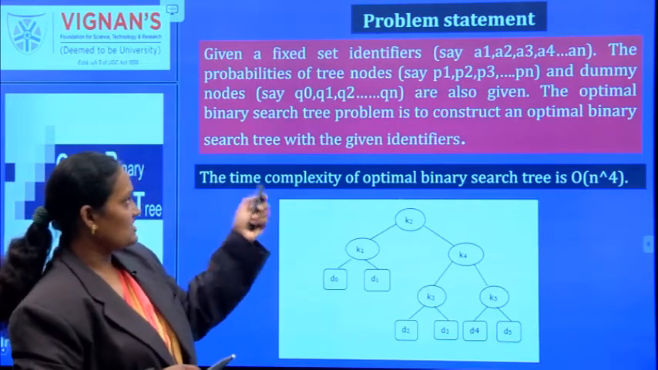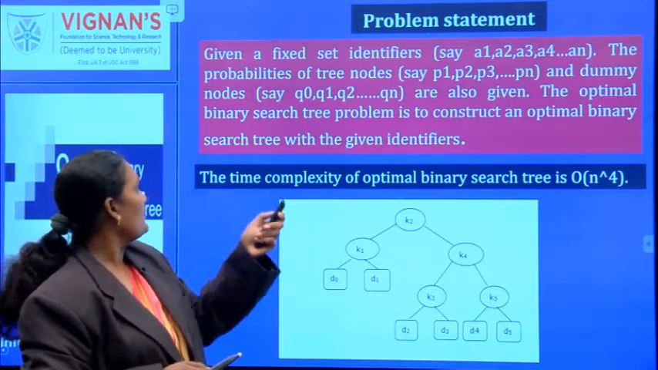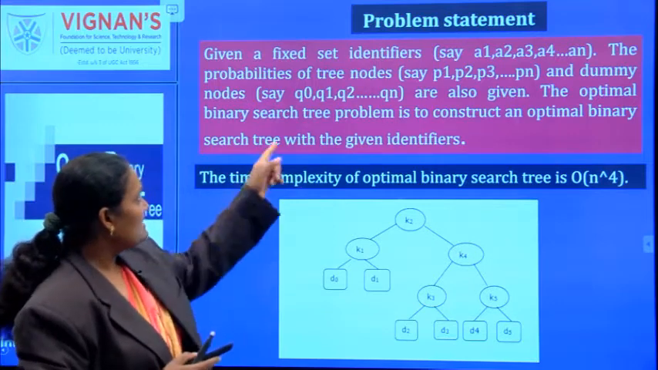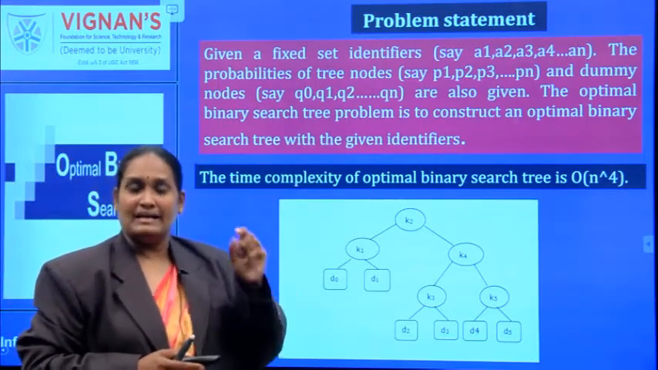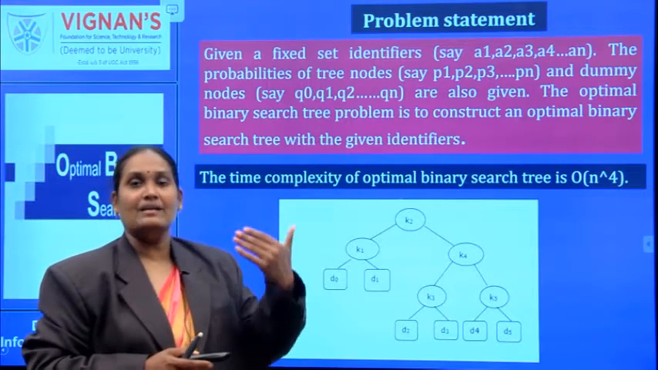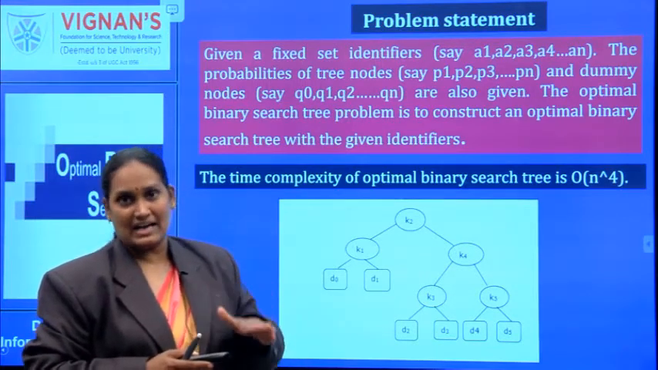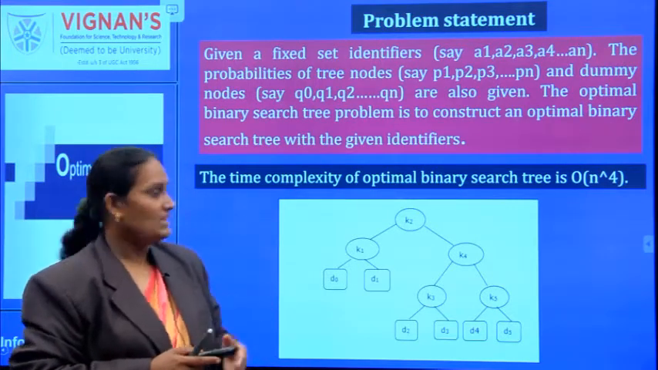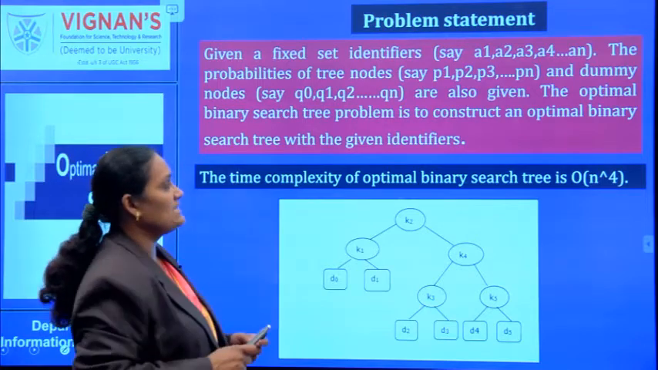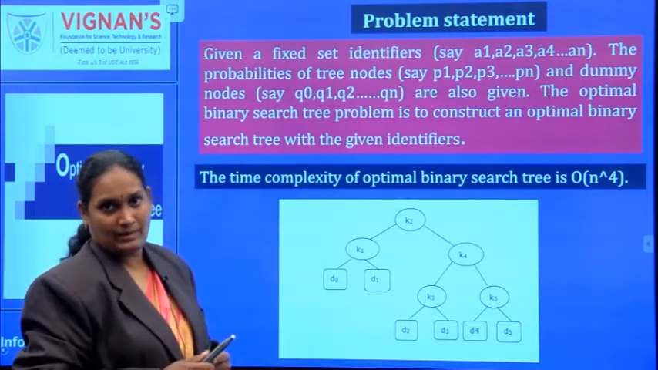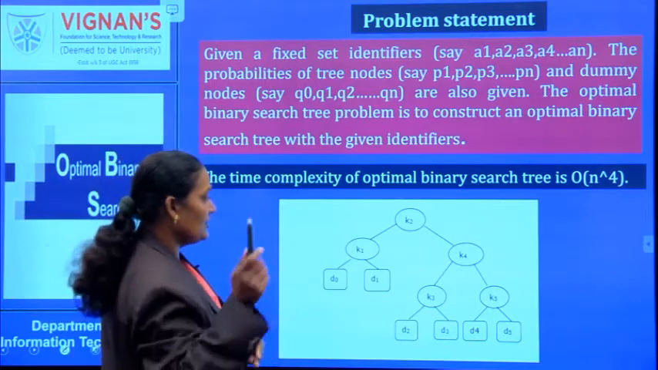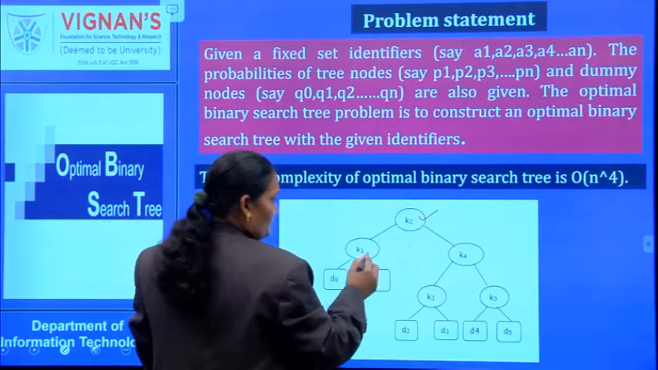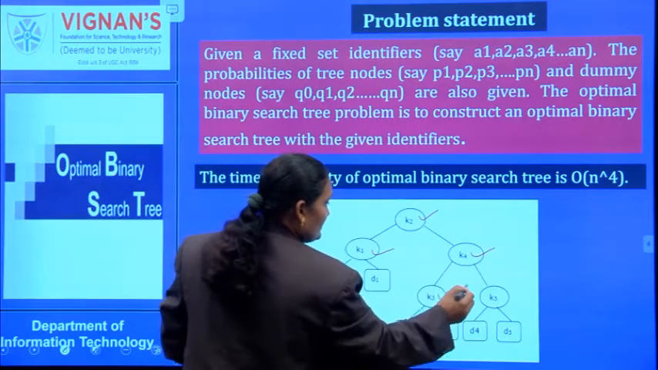The optimal binary search tree problem is to construct an optimal binary search tree with the given identifiers. Here we are given some number of identifiers, their probabilities and their dummy probabilities. With these given values, we need to construct an optimal binary search tree. This problem can be solved within the time complexity of big O of n power 4. Let us see about the dummy nodes. What are the dummy nodes? Here this is key 2, this is key 1, this is key 4, key 3, key 5.